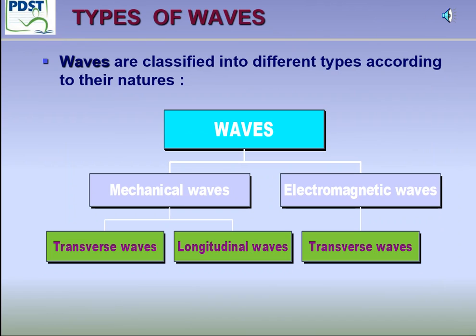Now, when we talk about waves, we can classify waves in two forms. We have mechanical waves, and among the mechanical waves, we have two types: transverse waves and longitudinal waves, and we'll see what that means. Then we have another wave form that we call electromagnetic waves. This is the wave that deals with light. This electromagnetic wave is a transverse wave, so we don't have longitudinal electromagnetic waves.